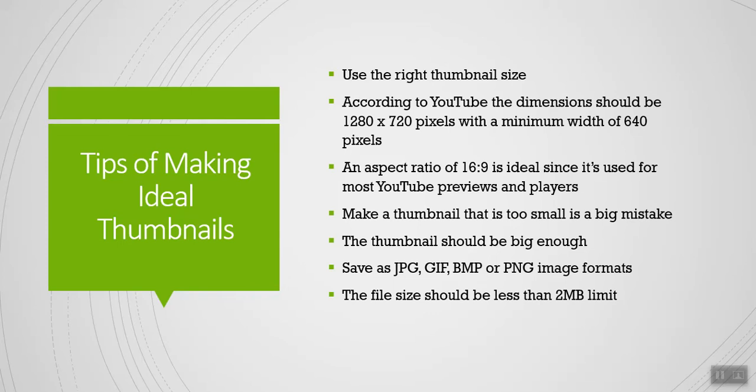Always make use of the right thumbnail size. According to YouTube, the dimension should be 1280 times 720 pixels. An aspect ratio of 16 to 9 is ideal since this is what YouTube uses for most previews. Do not make a thumbnail that is too small. A thumbnail should be big enough for everyone to see.